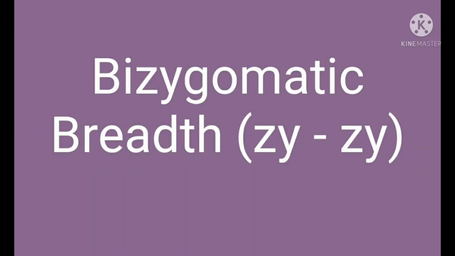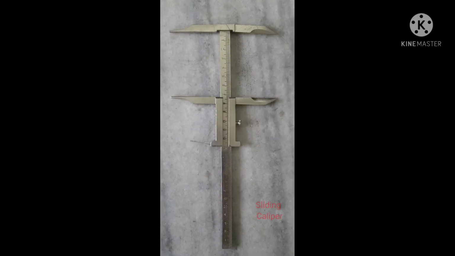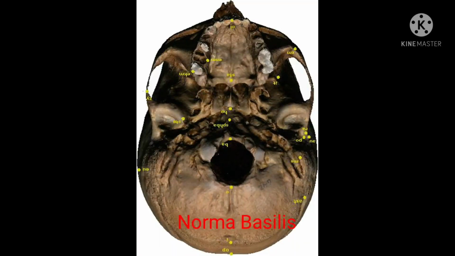Bizygomatic breadth. It measures the straight distance from one zygion to the other zygion. Zygion is the most lateral point of the zygomatic arch. For this measurement, a sliding caliper is used, and before taking it, the skull is allowed to rest on its base facing the investigator.